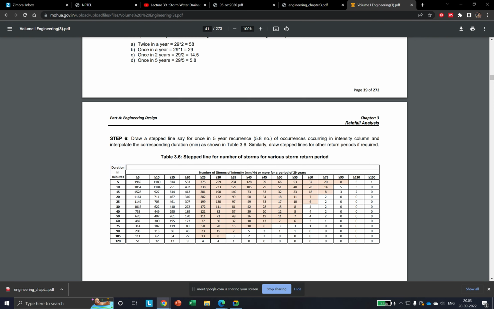And here, if you observe again, 6 is over here. So it is greater than 5.8, which we are considering. So yeah, we are drawing it here. This is the step line that we are taking. So we get the step line. Now what we need to take is the intensity.